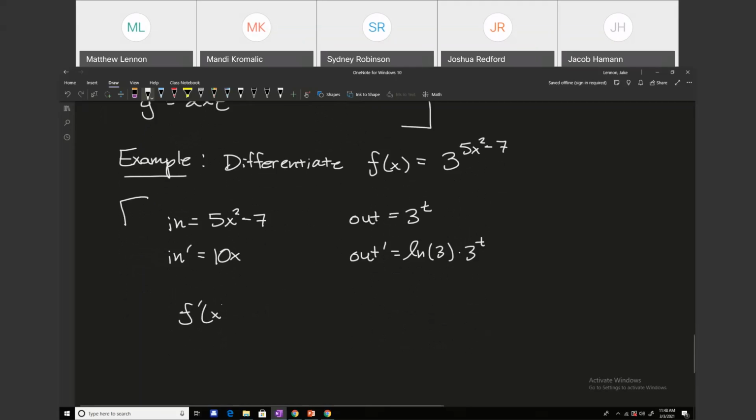Our f prime of x is just going to be 10x times the natural log of 3, and then times 3, and then replace t by 5x squared minus 7. And that would be it. So nothing too difficult there.